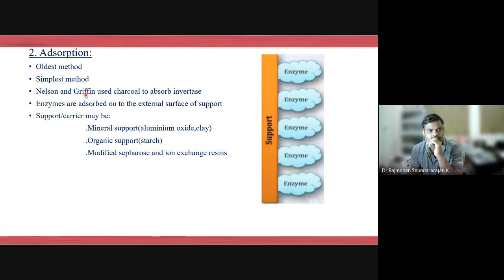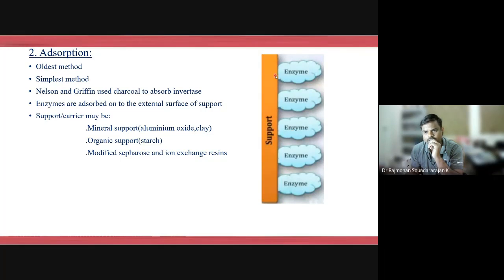But Nelson and Griffin were the first to demonstrate this adsorption of invertase onto charcoal. So enzymes are adsorbed onto the external surface of the support. The support material can be a mineral support, like clay or aluminium oxide. You can see the cost involved, so it's a very cheap support. It can also be an organic support like starch, or some resins can be used. Ion exchange resins can be used as a support or carrier.